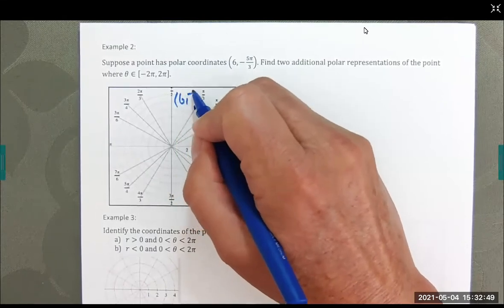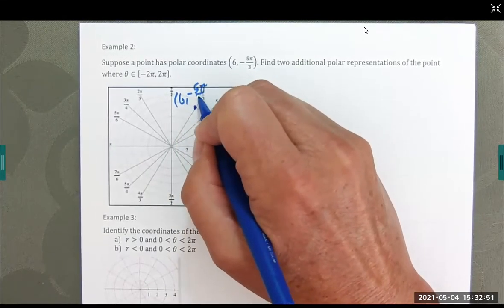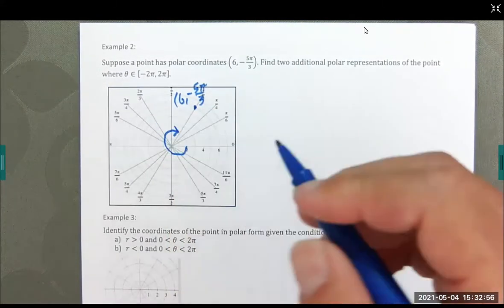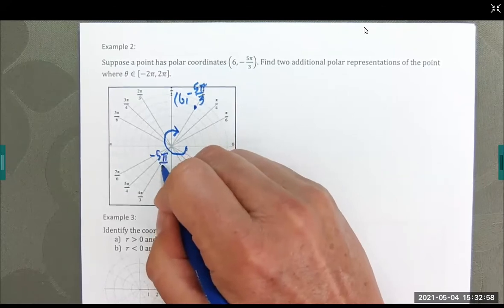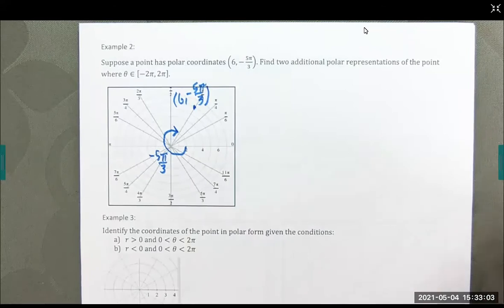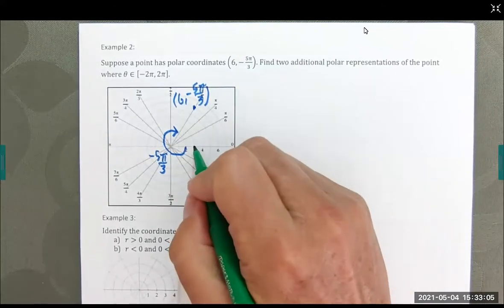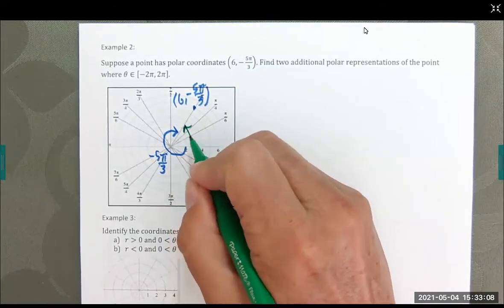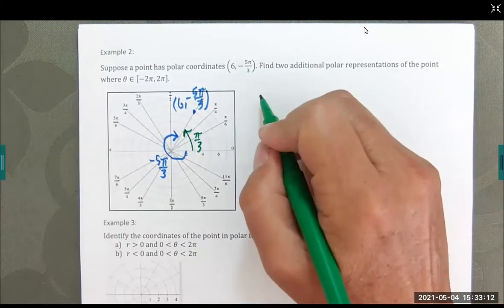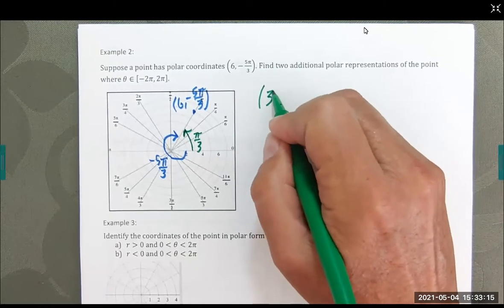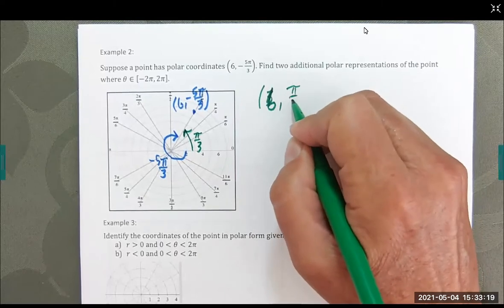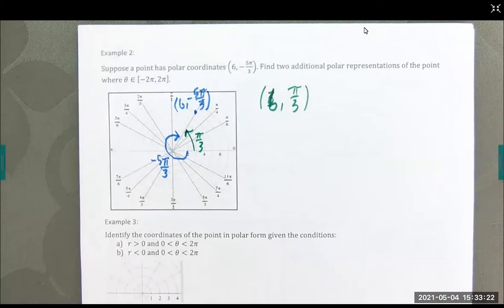6 negative 5 pi over 3. That's from here to here. Negative 5 pi over 3. All right. Well, it's looking to me like we could go a positive pi over 3 and go out 6. So positive pi over 3, so we're going to go out 6 and a positive pi over 3. So that's the positive r and a positive theta.